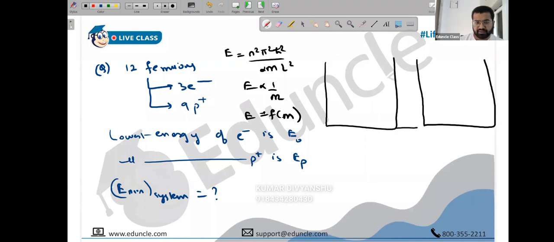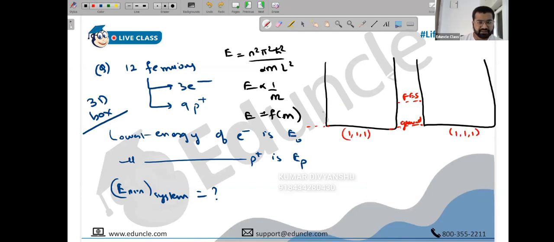Let me take a different color. Suppose this is the ground state, and then here you have the first excited state. Remember, we are talking about a 3D box. Since it's a 3D box, the ground state is 111. Here also the ground state is 111. When you talk about the first excited state, the combinations are 112, 121, and 211.